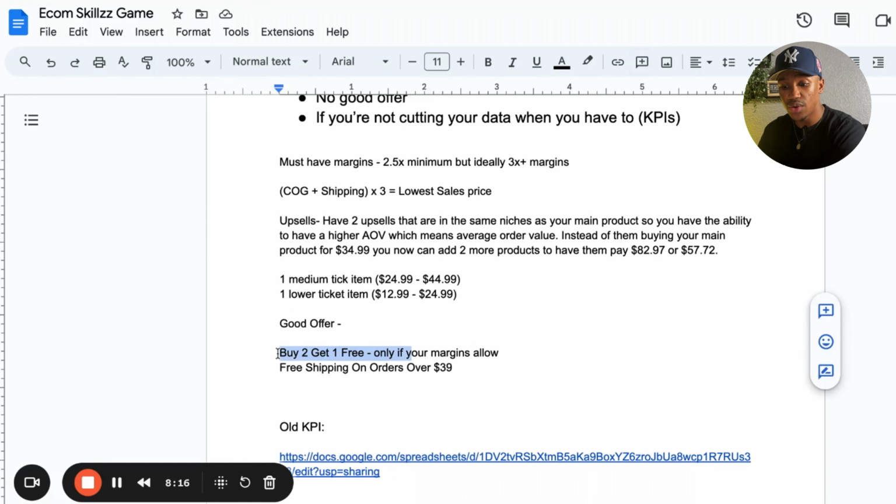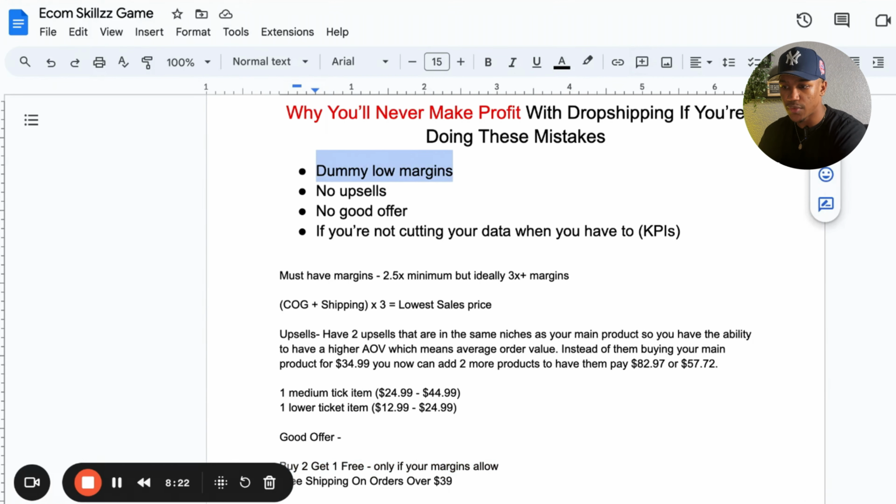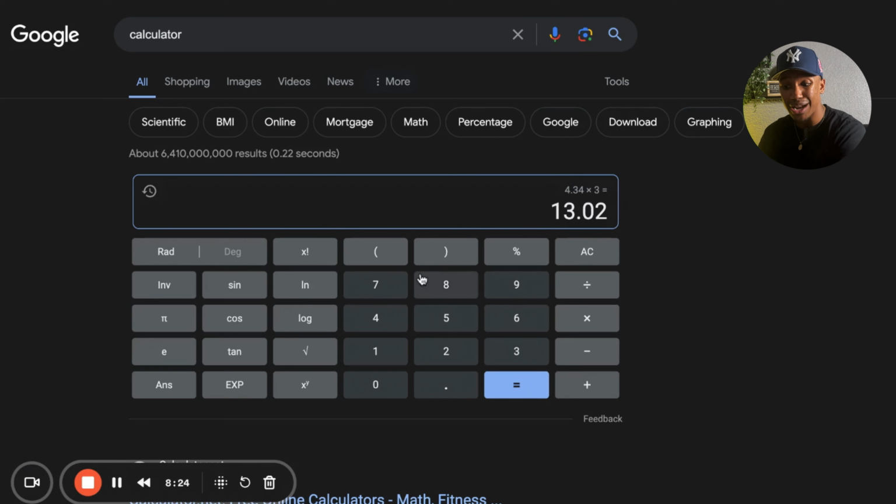Biggest thing with this though, you have to make sure your margins are good. That's why this first one is super important. So for example, like this, we're getting one product for $4.34. So we're able to do this. So if we were to buy three, we're good. For three of them, that's $13.02 times 2.5.